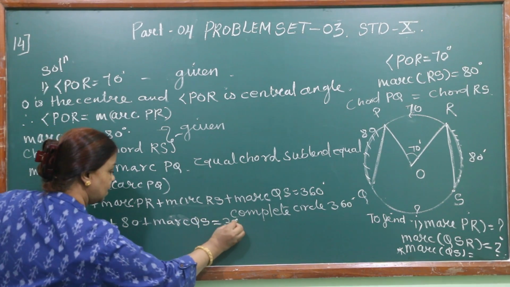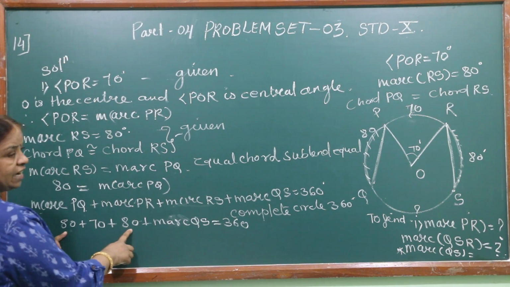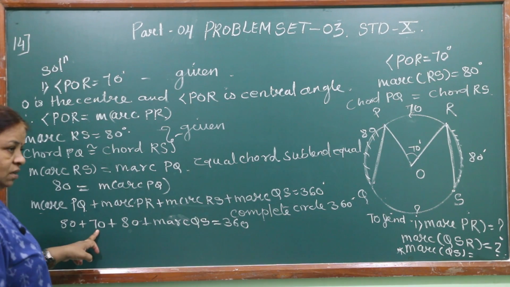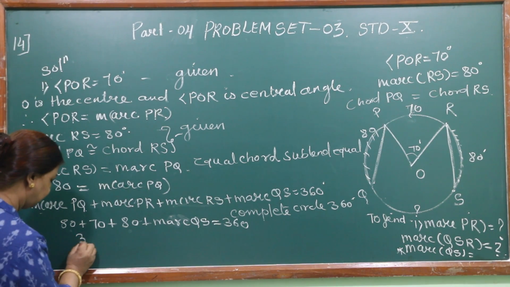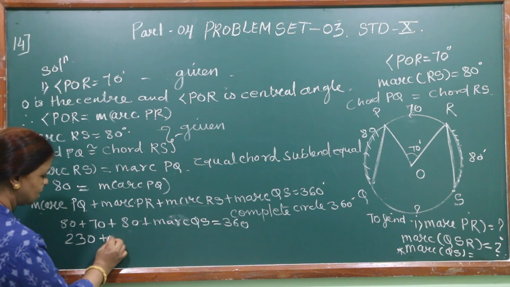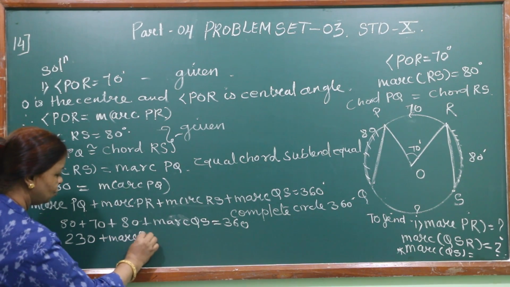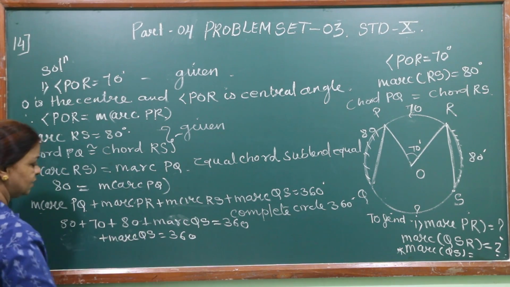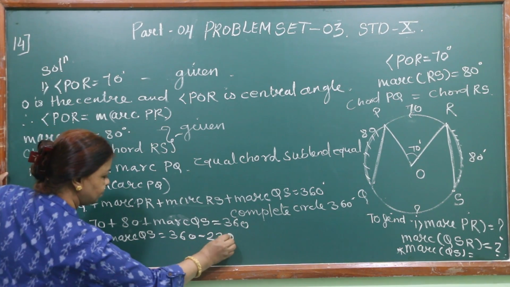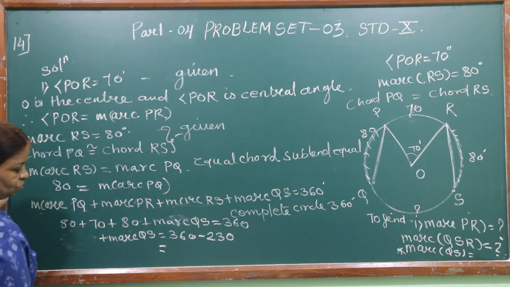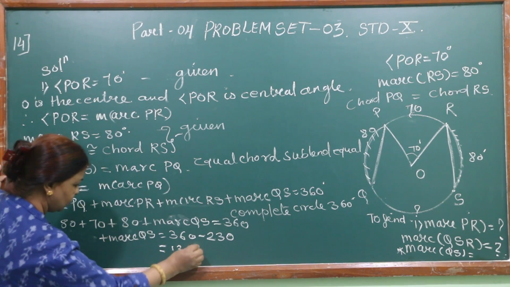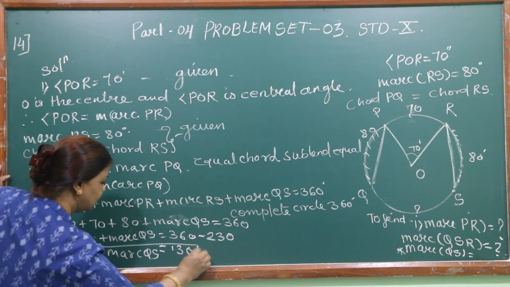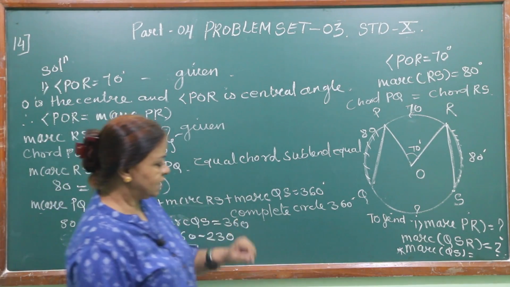This would be 80 and 80, 160. 160 plus 70 would be 230 degrees, plus measure arc QS is equal to 360. Now I will take this 230 to that side, minus 230. It will be equal to 130, children. So measure arc QS is 130 degrees. This is what they were asking, children.